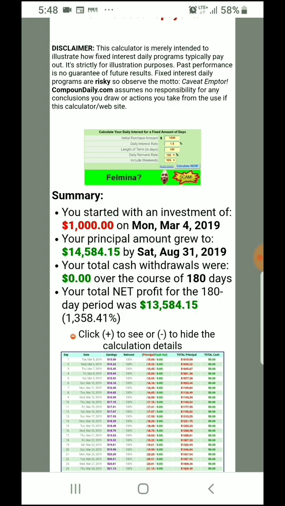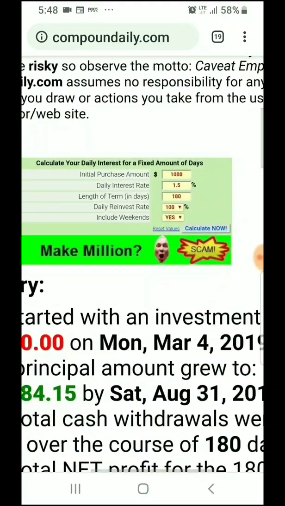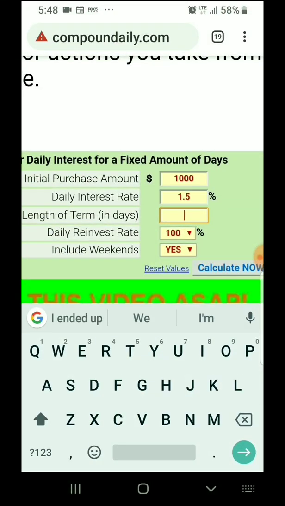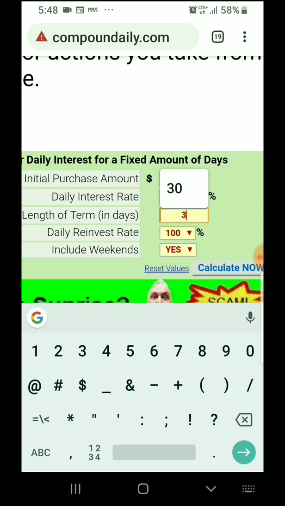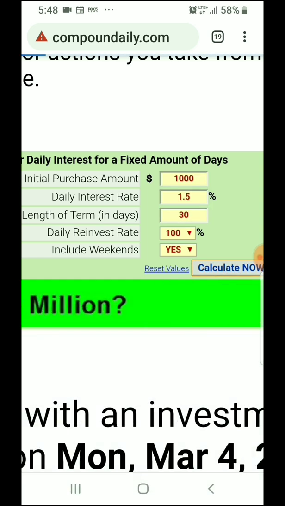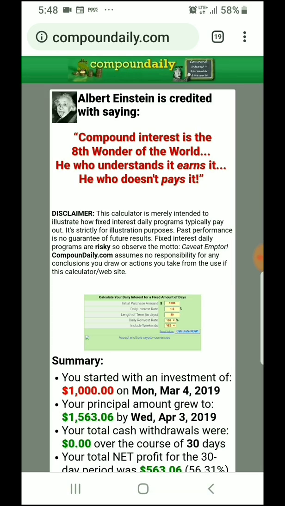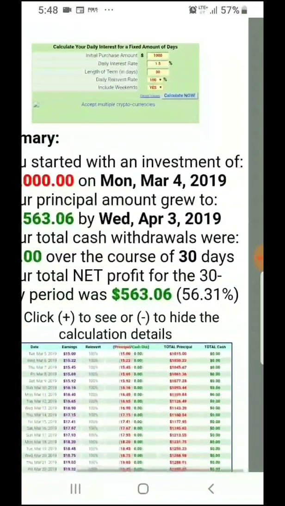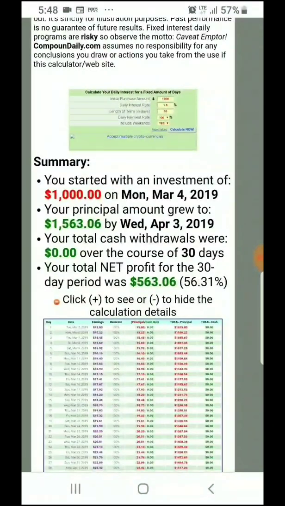But I'm only going to run a test for 30 days. So let's see what happens in 30 days. Okay, I'll be reinvesting everything, and over a 30-day period, it looks like I would earn $563.06.